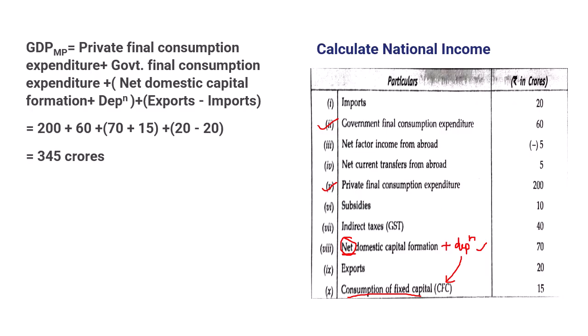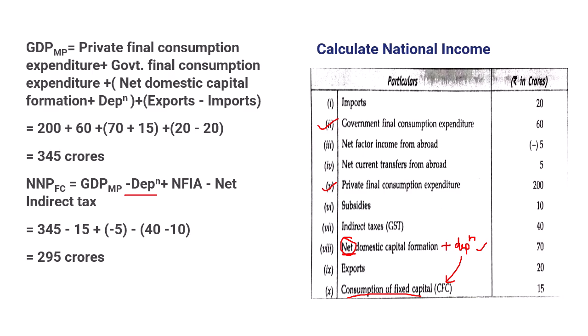Then from GDP-MP you can calculate NNP-FC. अब मैंने depreciation add किया था तो मैं अब gross से net पे जाने के लिए depreciation deduct भी करूंगी, plus NFIA minus net indirect taxes. Put the values, you'll get the answer. Net indirect tax is not given here directly. You are given the value of indirect taxes and subsidies. So net indirect tax is equal to indirect tax minus subsidies. So put the value, you'll get the answer as 295 crores. That is your national income.